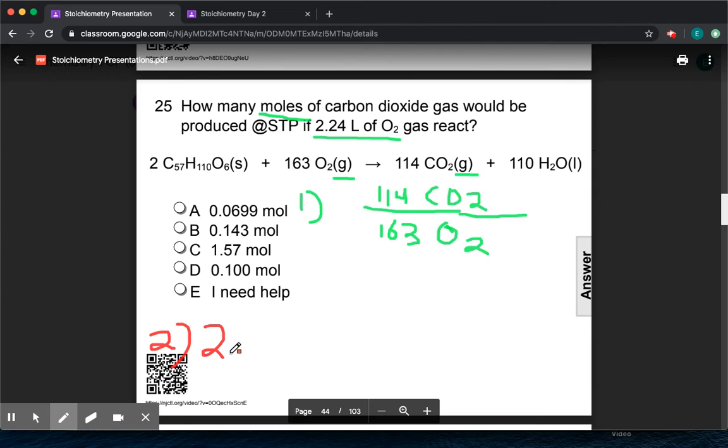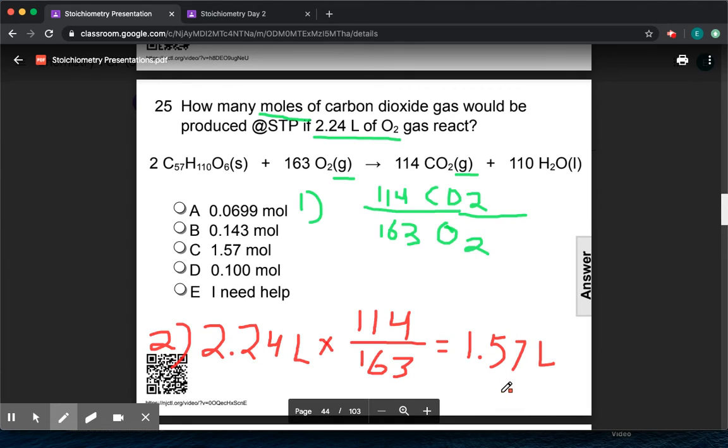So we have 2.24 liters of oxygen times 114 divided by 163. And this comes out to be 1.57. This is liters of carbon dioxide. This does not answer our question because they asked for us to find it in moles. So then the last step is to convert that to moles.